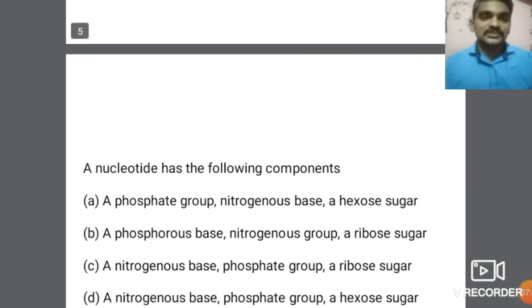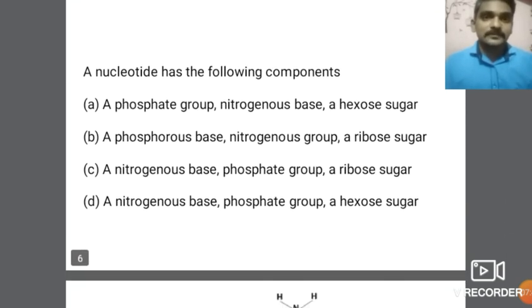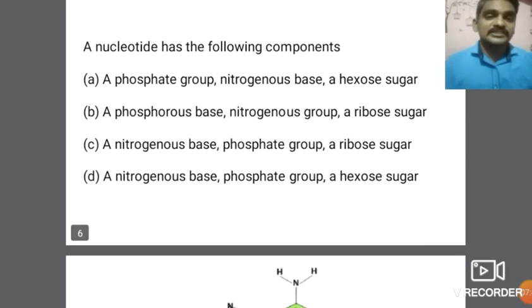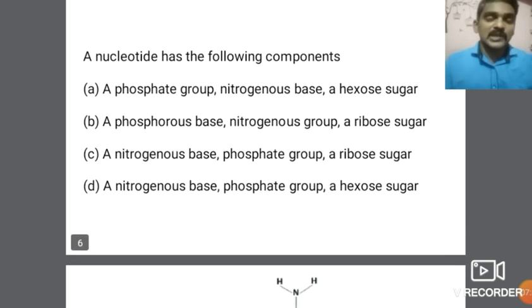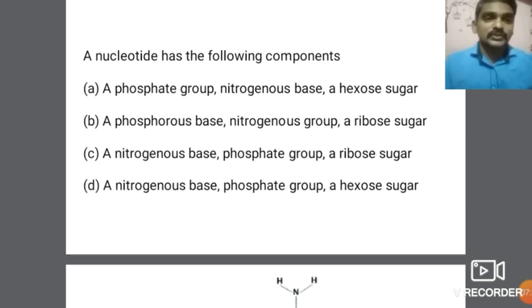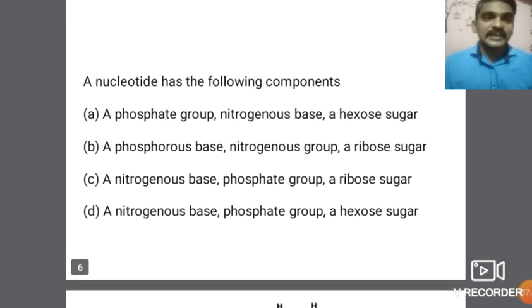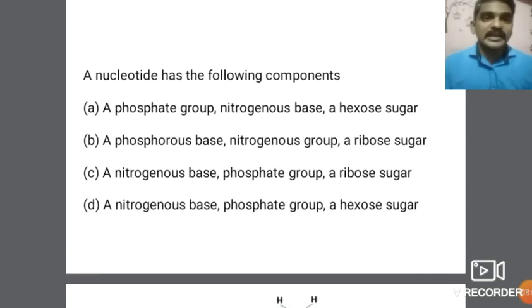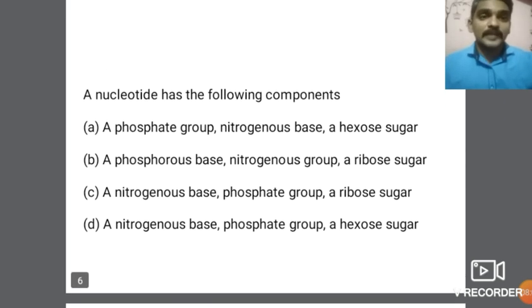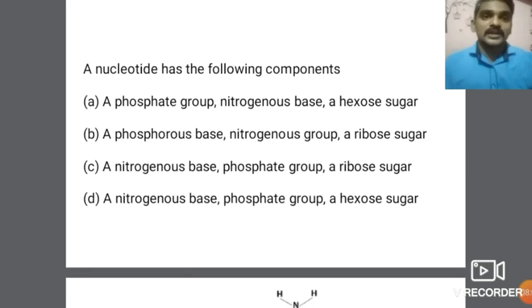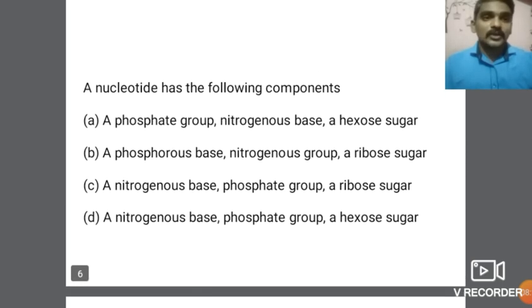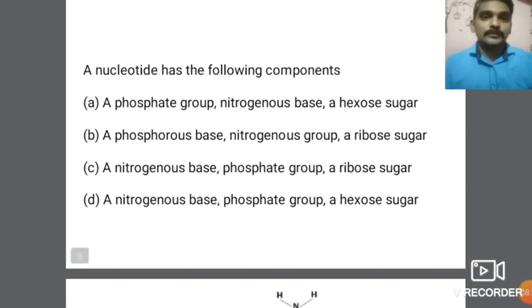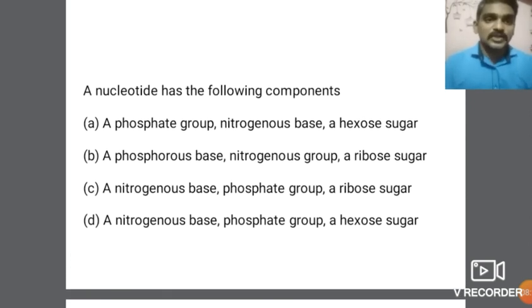If you go for the next question, you can see a nucleotide has the following components. As I already said, it has 3 components. We can see the first and last options have hexose sugar. In the case of DNA and RNA, we don't have any hexose sugar. We have only ribose and deoxyribose sugar. In this case, they didn't give deoxyribose, only ribose sugar. So in B and C, you can find this ribose sugar.